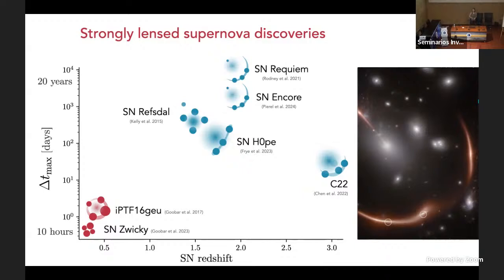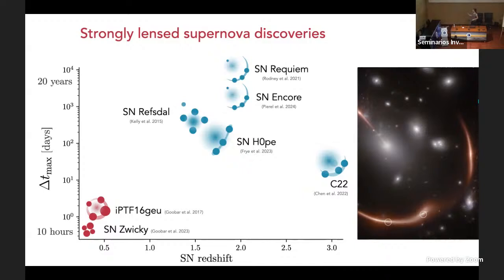But it did. And then another interesting thing about this plot is that you see there's such a wide spread in time delays, really ranging from a few hours to a few decades. So this really shows the variety of these systems. This depends a lot on how massive the lens is and what the configuration is, how much symmetry you have, and so on.